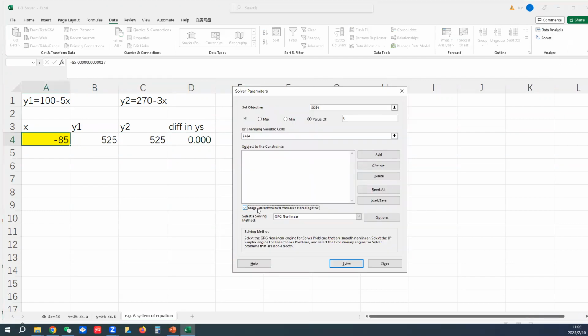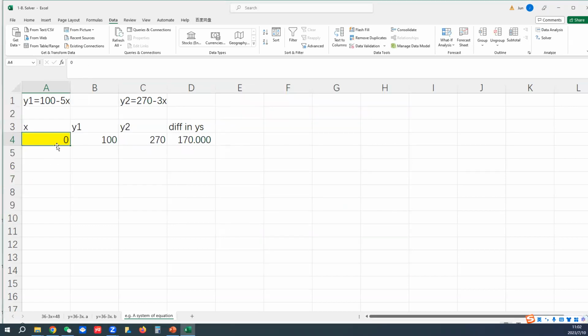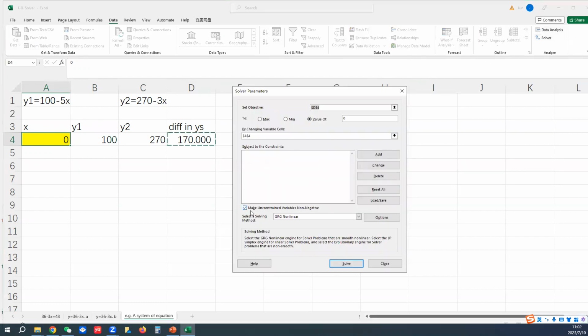So if you check this, make constraint variable non-negative, the cell can only go to the value of x that makes the difference of y as small as possible, but it cannot entirely eliminate the differences in y's, because now you put the restriction on x to be non-negative, right? So if the solution is a negative number, you will not get the result. So what you need to do is to uncheck this.